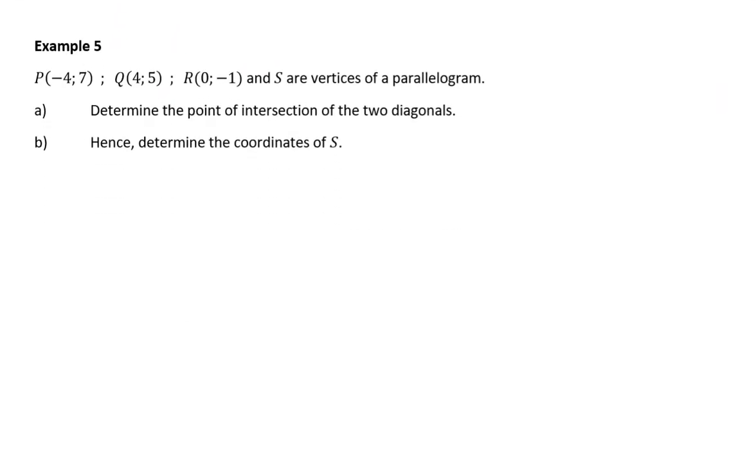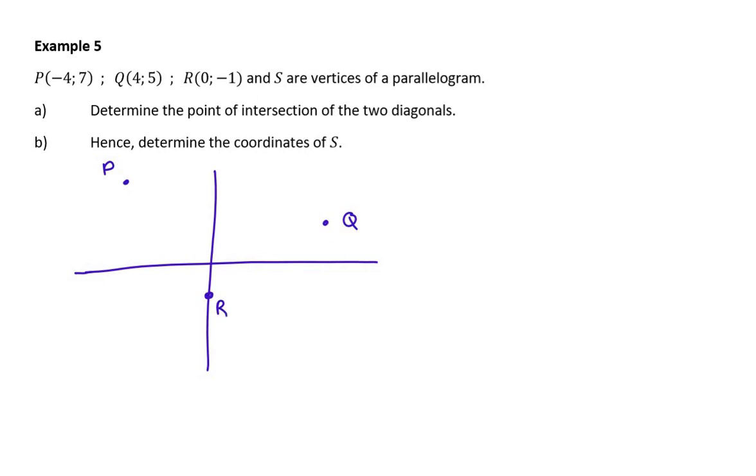Right, let's have a look at example 5. Example 5 says P, Q, R, and S are vertices of a parallelogram. Now we're going to be doing quite a lot about parallelograms later. So let me quickly draw this for you. Now we never draw completely accurately, but we try to draw so it kind of makes sense. So (negative 4, 7) would be about here. So this is P. Q, which would be (4, 5), that would be lower, so that would be Q. (0, minus 1) would be somewhere down there, which is R.